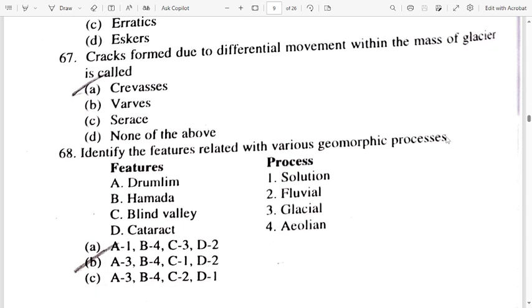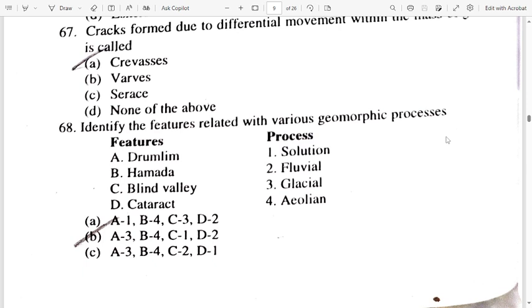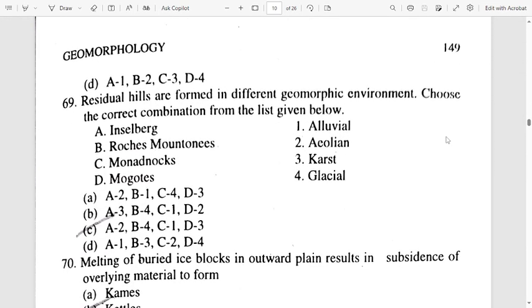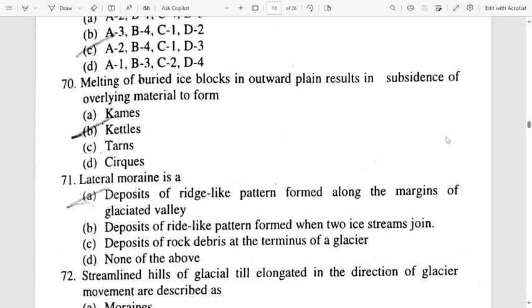Identify the features related with various geomorphic processes. We have A3 drumlin glacier, B4 hamada aeolian, C1 solution, blind valley solution, D2 cataract fluvial. Residual hills are formed in different geomorphic environments. Choose the correct combination from the list given below. Inselberg aeolian, roche moutonnée glacial, C1 monadnocks alluvial, mogotes. Okay, mogotes is karst.